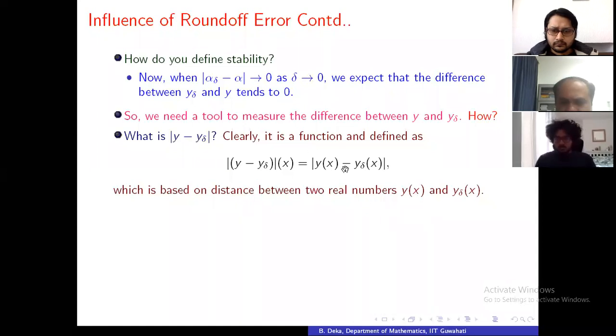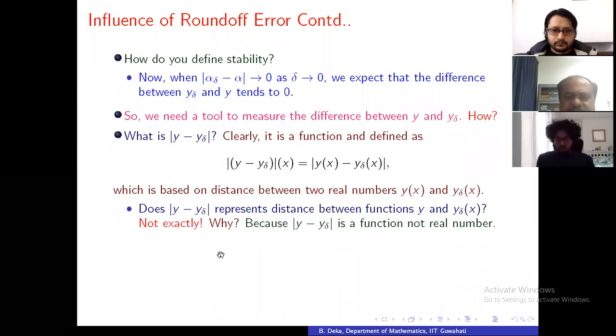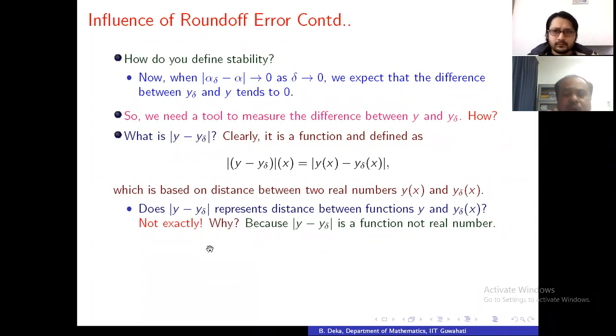So y(x) is a real number, y delta is also a real number. That means, if you ask yourself whether the mod of y minus y delta represents the distance between the functions, the answer is no, not exactly. Why? Because these are functions, and distance is measured in terms of a real number. So the mod of y minus y delta cannot exactly give you the distance between two functions.